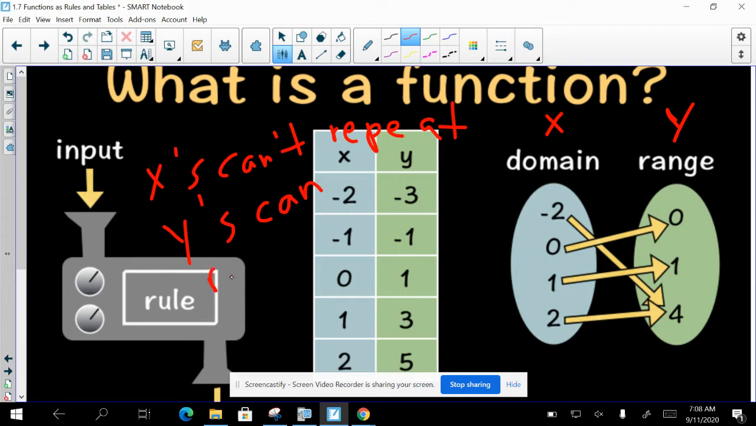Y's can repeat. So for example, in this last one, none of the x's repeat. So it's just -1, 0, 1, and 2. They only happen once. However, the 4 does repeat because it's an output from -2 and 2. So that's allowed to happen. Okay, there's also what's called a vertical line test, and we'll talk about that in the next lesson because that's related to graphs.